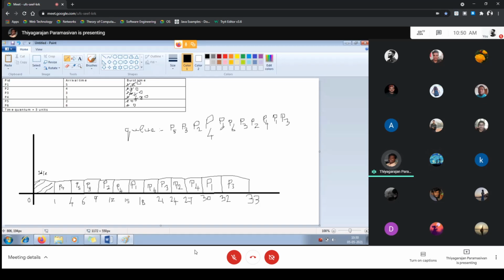Then we check whether process P3 completed its execution. Yes, process P3 completed its execution. So we will not add it at the end of the queue, and we have no other jobs left. So the Gantt chart ends. Have you understood now?